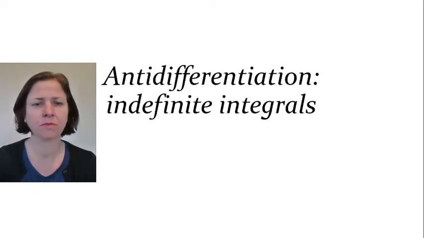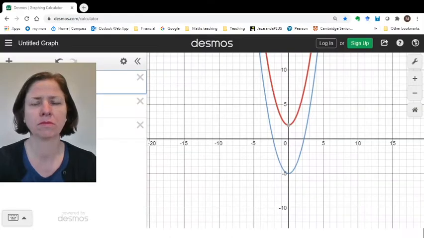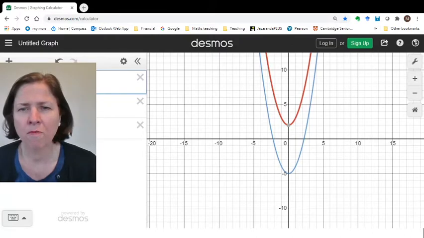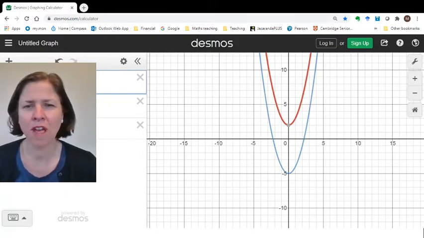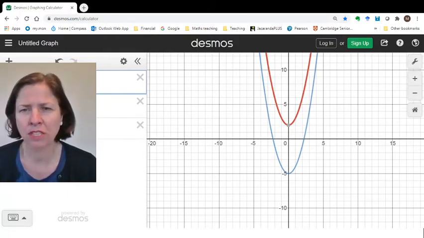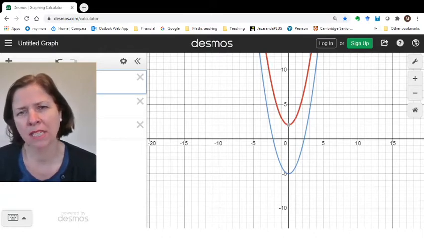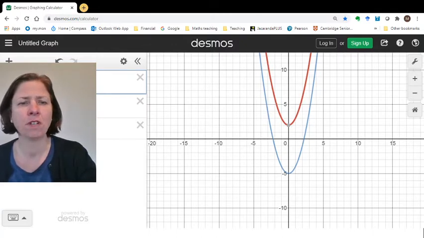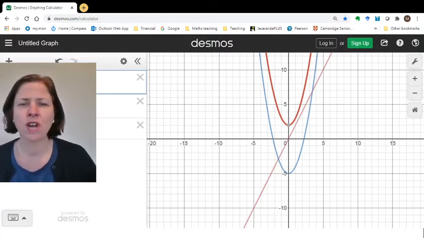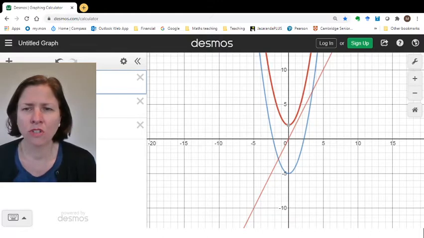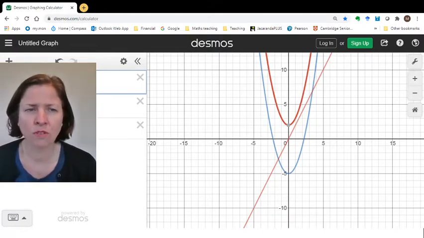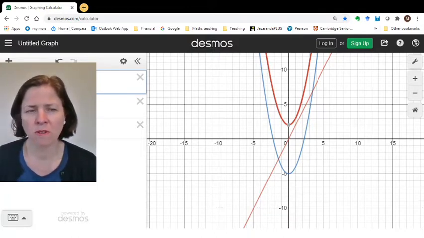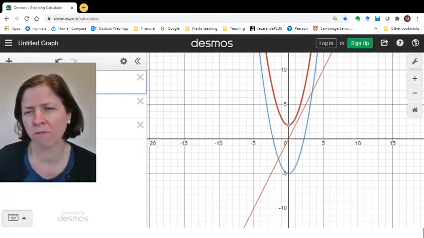So if you have a look at the graphs I've got there, they're a little small, I'm sorry. But what I've basically sketched for you there is the graph of y equals x squared plus 2 and y equals x squared minus 5. Now, what I'm going to add to this now is a graph that's the straight line y equals 2x. Now, you know that y equals 2x is the derivative of y equals x squared plus 2. But it's also the derivative of y equals x squared minus 5.